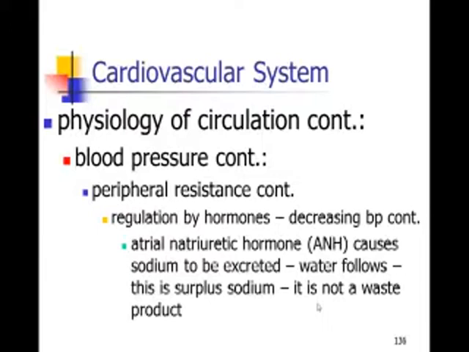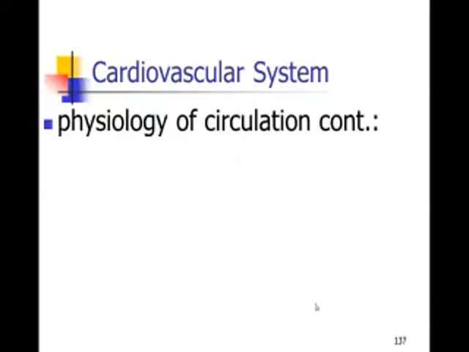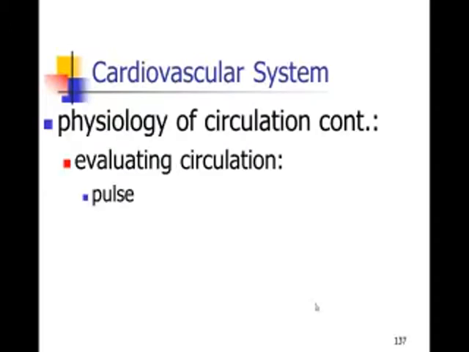Also, ANH causes sodium to be excreted from the body. Now, usually when we're talking about excretion, we're talking about a waste product. In this case, the sodium isn't actually a waste product, but it would be in excess. And by getting rid of sodium, the water follows it because of osmosis. And when the water follows it, that means your blood volume drops. So the excess sodium is surplus sodium, not waste sodium. We don't produce waste product of sodium.